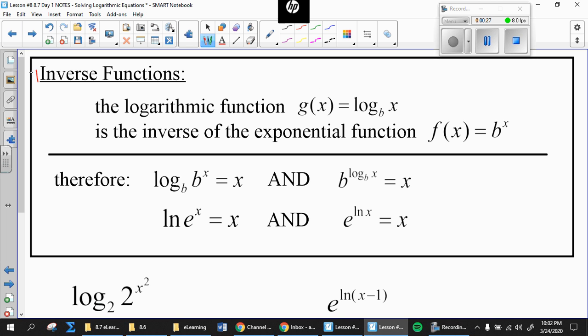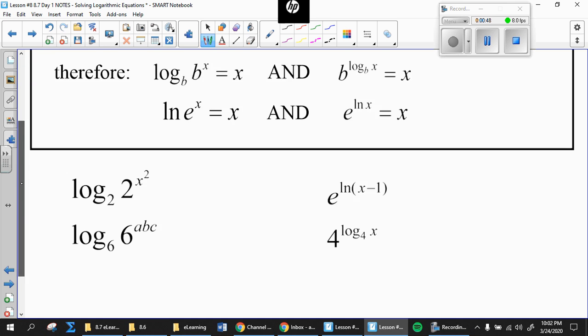So just a little bit of review. Remember that a log function and an exponential function are inverses of each other, so they cancel each other out. And so today, when we're solving logs, we're going to exponentiate both sides. The opposite of when we were solving exponentials, where we took the log of both sides.